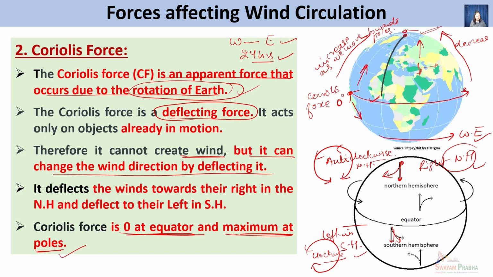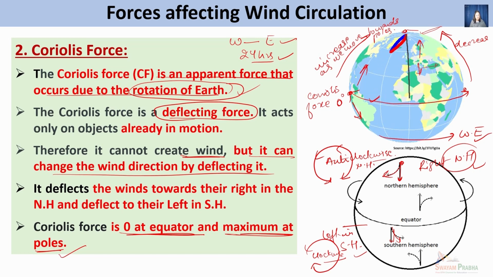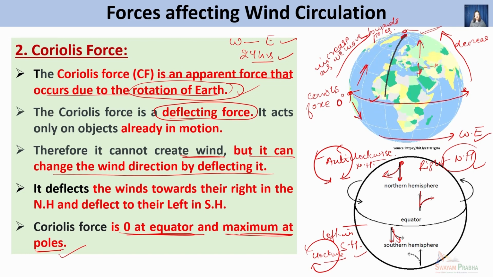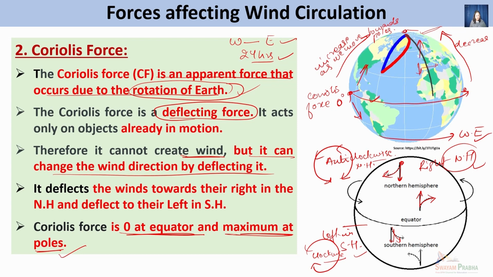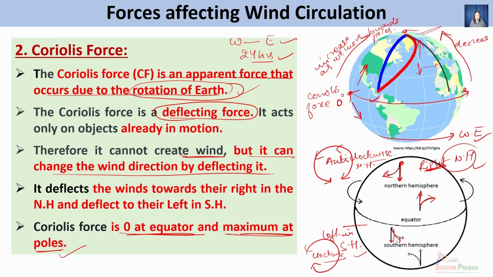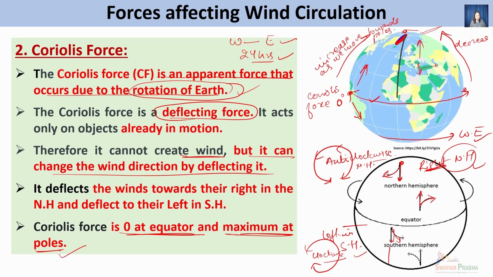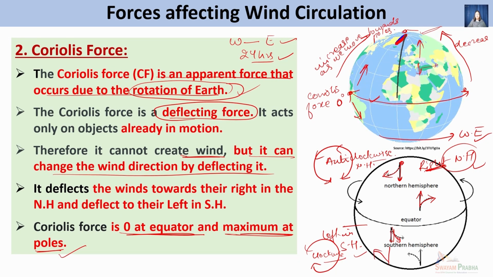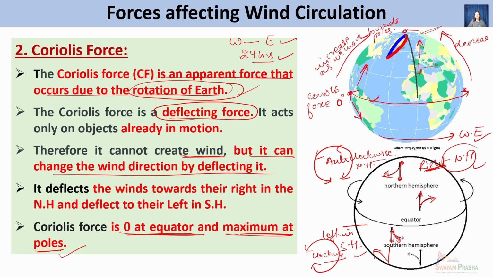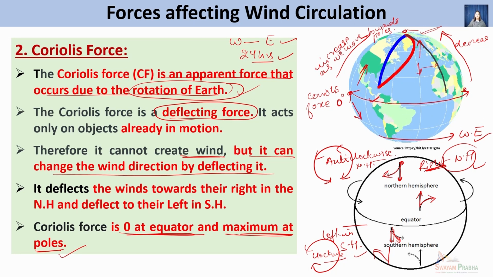So all the winds, no matter in which direction they are moving, whether they are coming from the equator or from polar areas, will always deflect towards their right in the northern hemisphere and towards their left in the southern hemisphere. So this is how the Coriolis force deflects the wind circulation in different hemispheres.